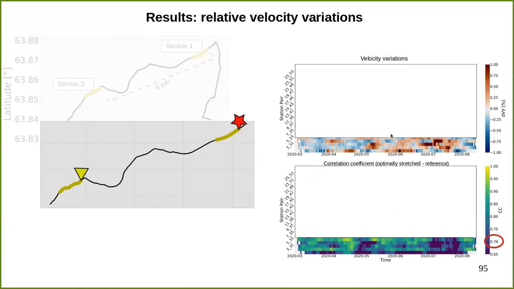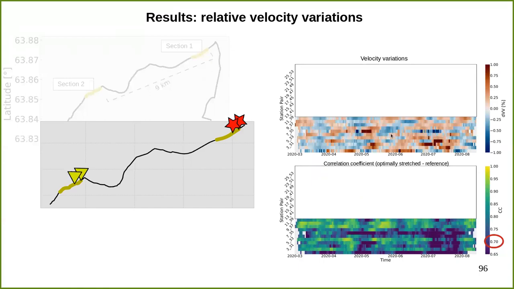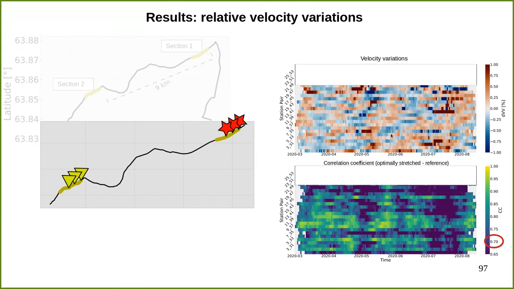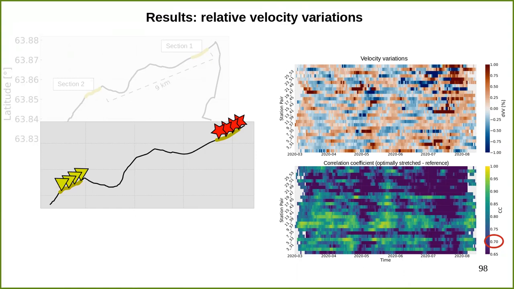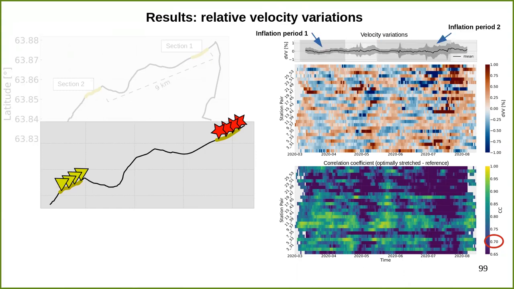Now we move a bit on the cable towards the west and take the next combination of channels. We can continue by always keeping the interstation distance constant until we cover the entire sections. Now we can define the mean by averaging over all station pairs, shown by the black line in the top of the figure. And the two inflation periods taking place in Reykjanes are indicated.